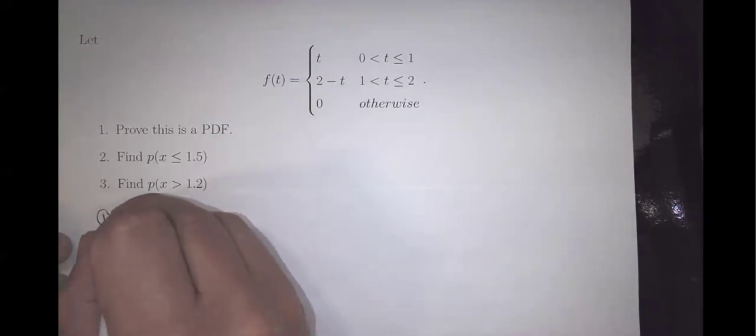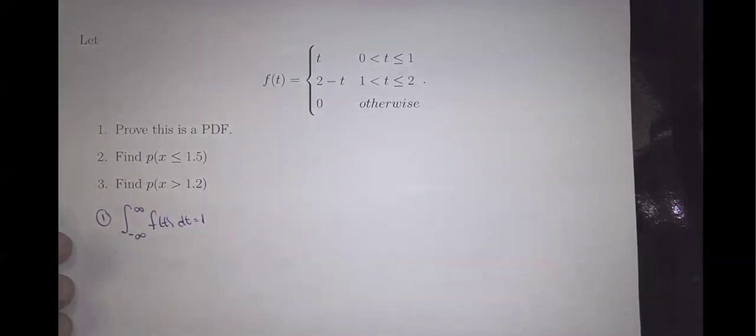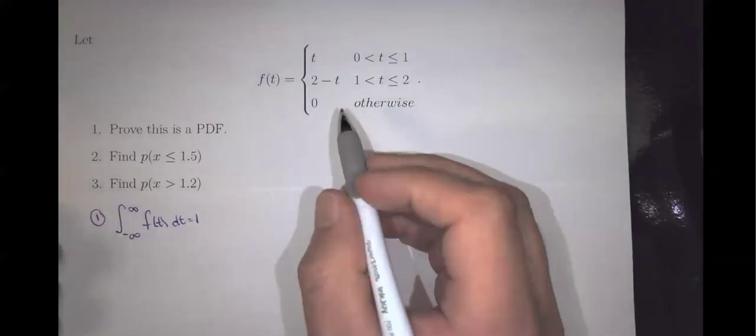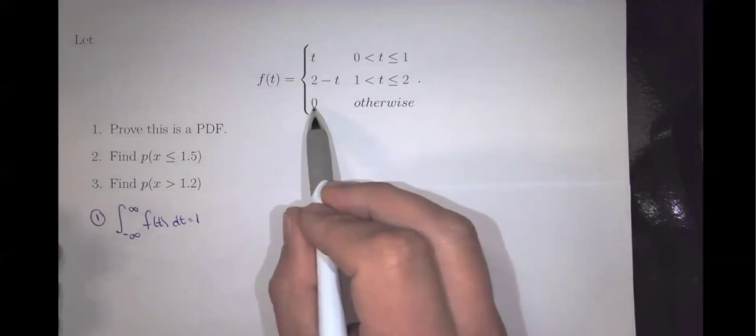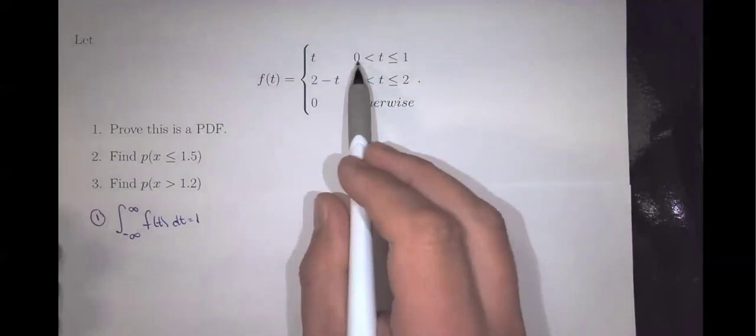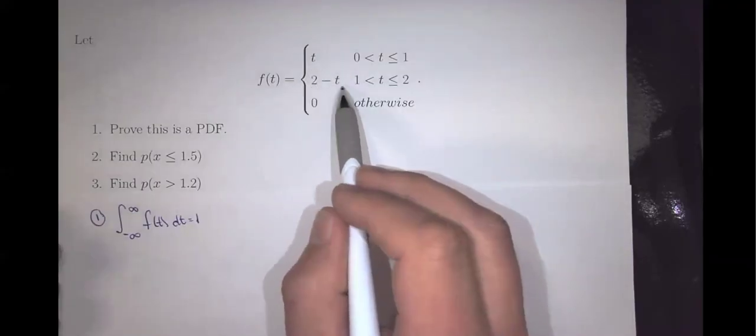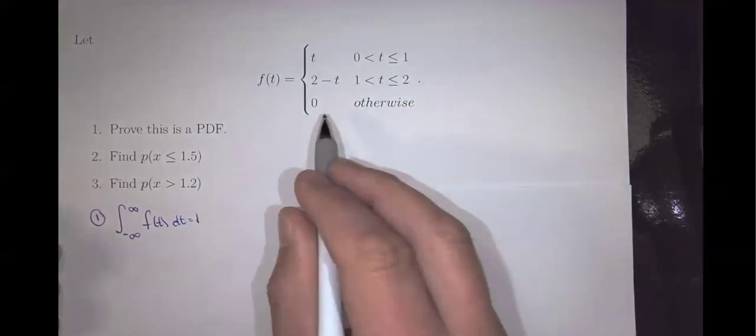So we need to show that the integral from negative infinity to infinity of f of t dt is equal to 1. Well, in this case, when we integrate from negative infinity to 0, f of t is equal to 0, so that integral is 0. When we integrate from 0 to 1, f of t is equal to t. We integrate from 1 to 2, f of t is 2 minus t. And when we integrate for t larger than 2, f of t is equal to 0.